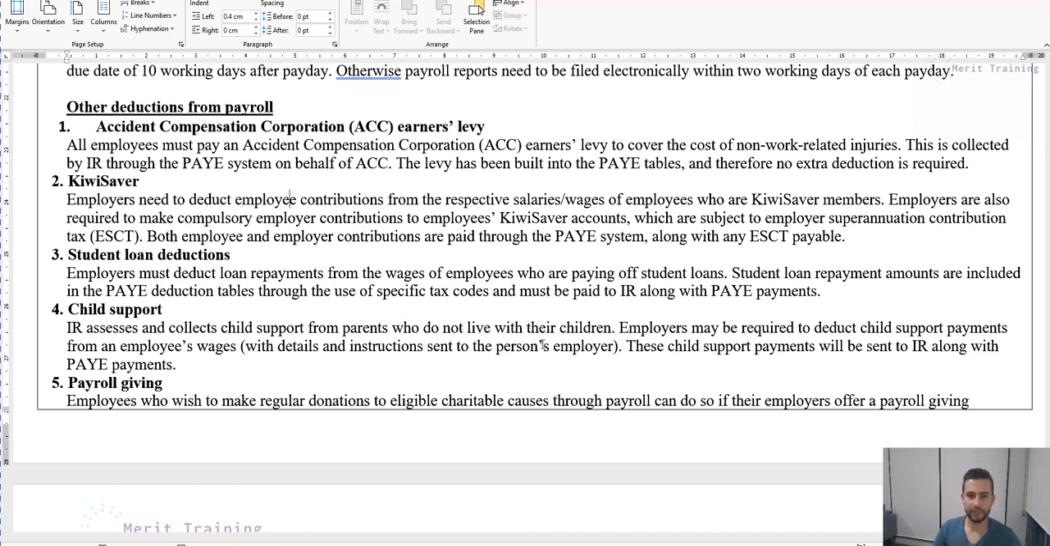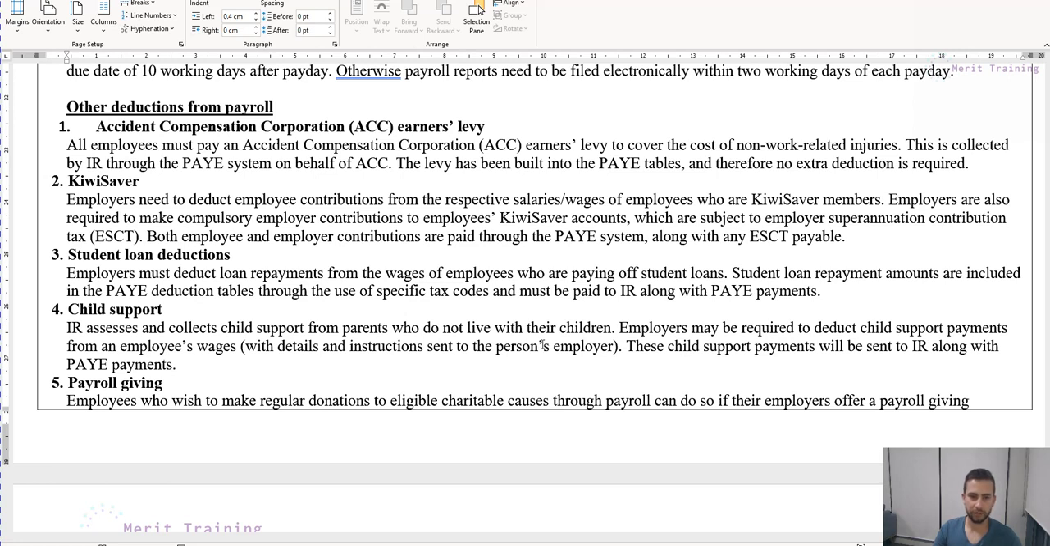So the next deduction that we're going to be talking about is student loan deduction. So employers must deduct loan repayments from the wages of employees who are paying off student loans. Student loan repayment amounts are included in the PAYE deduction tables through the use of specific tax codes and must be paid along to the IR along with PAYE.